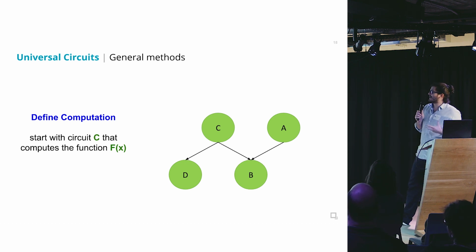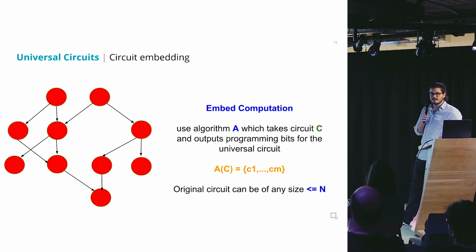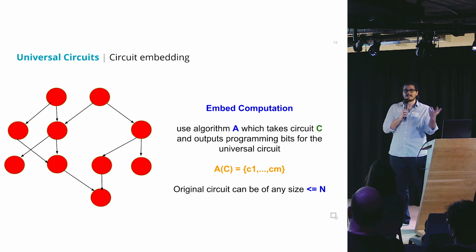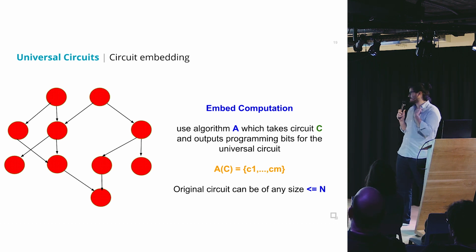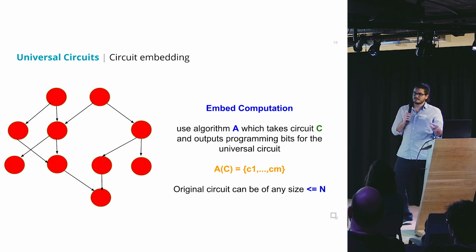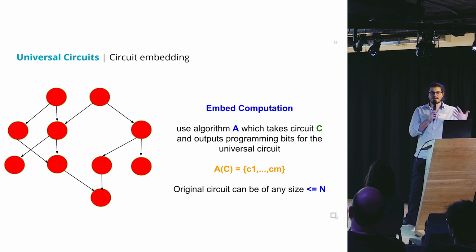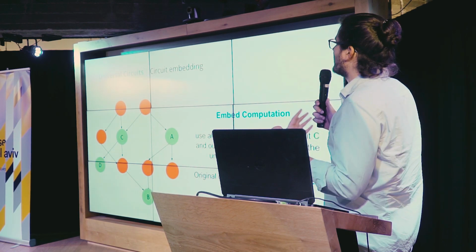And now we want to actually embed it. Let's for a second assume that this is our universal circuit, and we want to embed the circuit C in this. So we take an algorithm A, which is what Valiant and these other constructions discuss more in depth, and which takes in this circuit C and outputs these programming bits to define how to essentially embed the original circuit in the universal circuit, right? Very important is that if the universal circuit has at most n gates, then the circuit that you embed cannot have more than n gates, right?